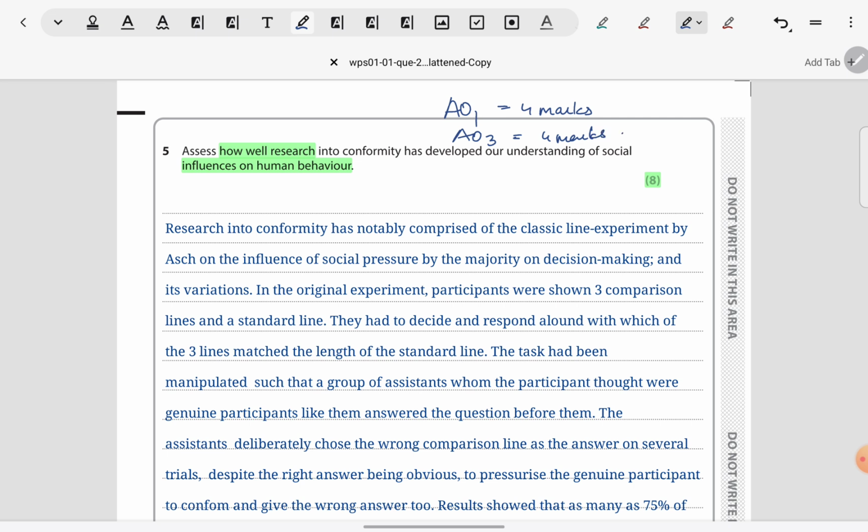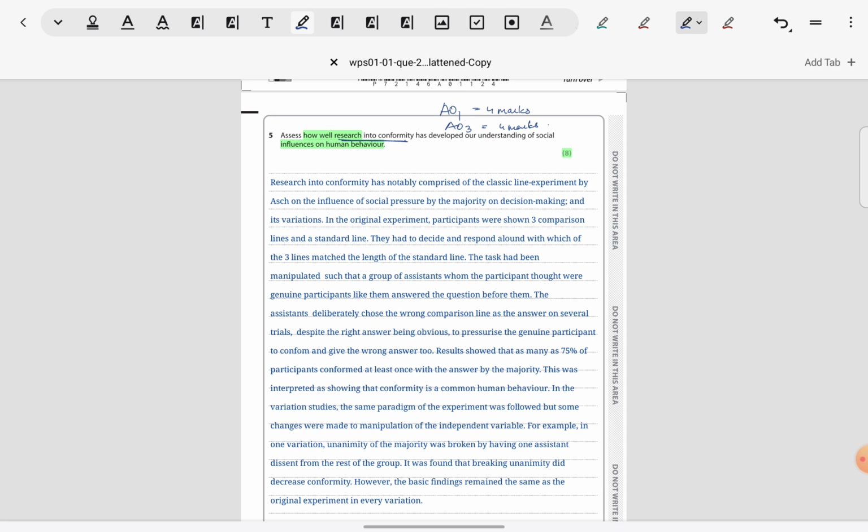So for AO1 you have to give description. Very explicitly it's mentioned research into conformity. There are many possible studies you could discuss, but I like to go by what is in the syllabus. IAL syllabus is much more flexible than GCSE. So you can take different sample studies also, which are mentioned in passing in the syllabus or which are not even mentioned in the syllabus. But if in some textbook it's given as an illustration, you could take those. But explicitly the ones in the syllabus are Asch's study and variations. So that's the one I have chosen to describe for AO1.